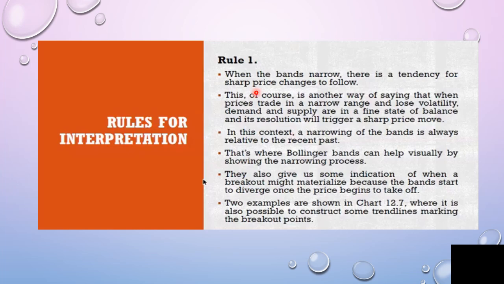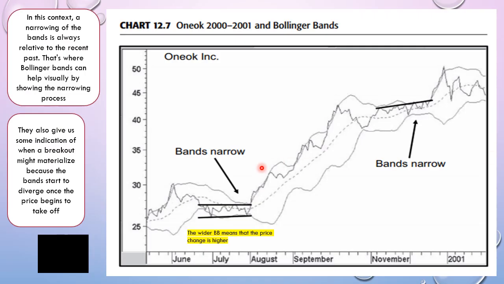Okay, first one is when the band narrows, there is a tendency for sharp price changes to follow. This is another way of saying that when prices trade in a narrow range and lose volatility, demand and supply are in a fine state of balance. Okay, contoh okay ni. Bands narrow ni.